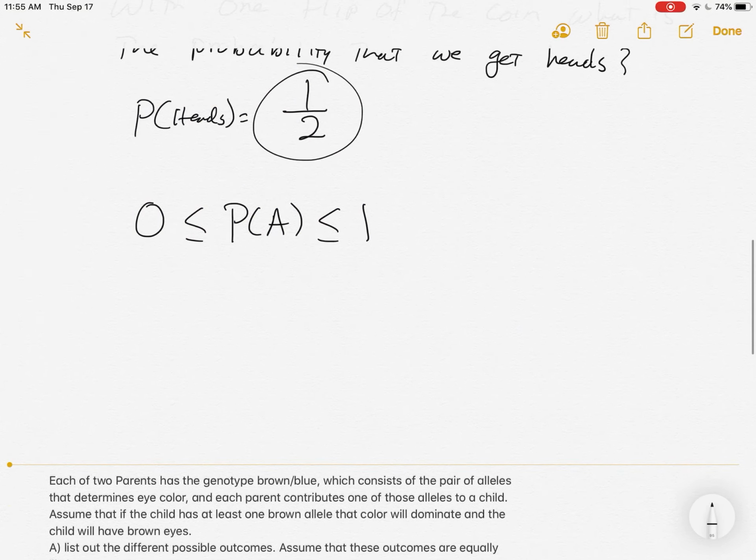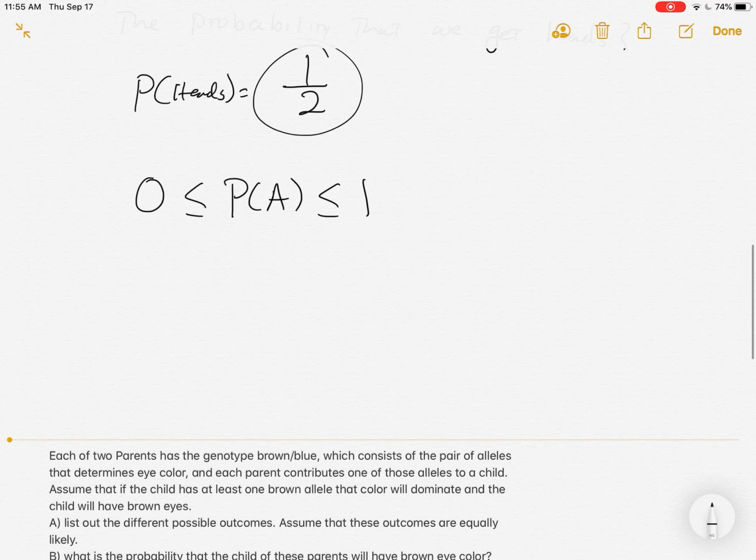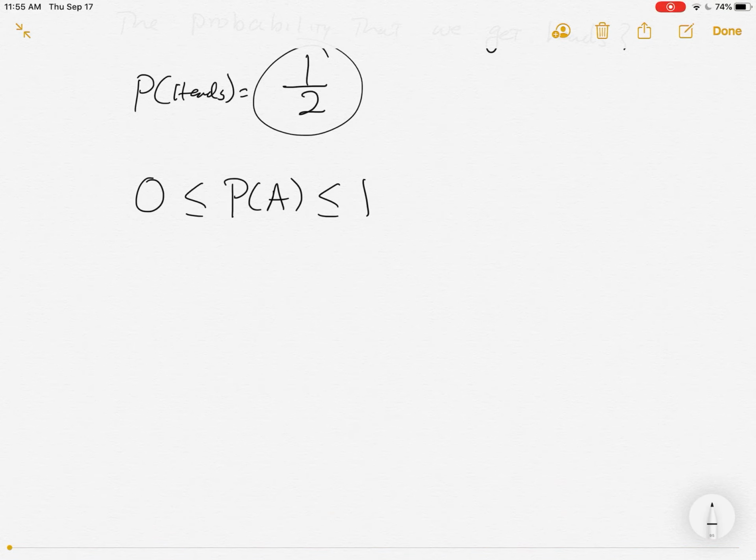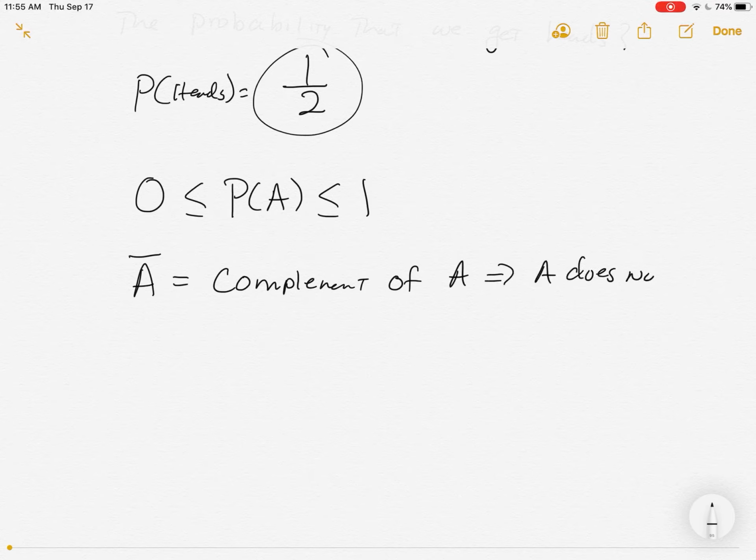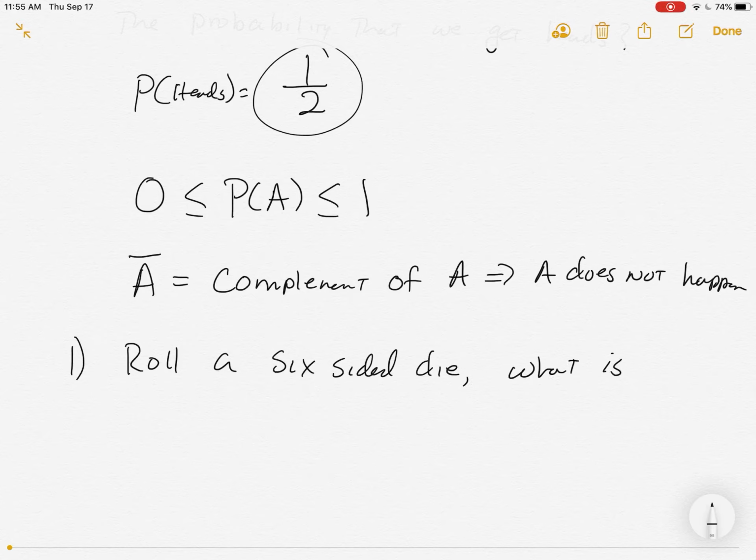Now, at some point in this section, although they don't use it until the following, they give us some notation. A bar is what they call the complement of A. And since we're talking here about symbols, I might as well bring it up now. It really means that A does not happen. So remember my first example, roll a six-sided die. What is the probability?